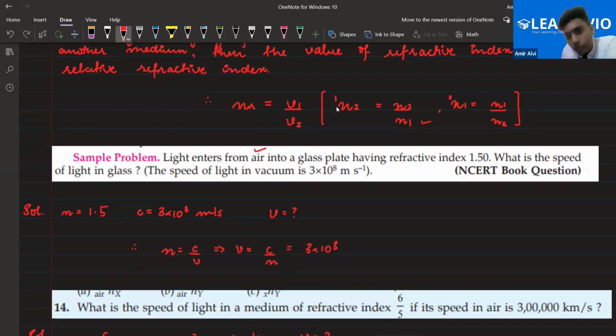3 into 10 to the power 8 divided by 1.5 meter per second, because speed is in meter per second given. So it would be the 1.5 and 3. It will cancel twice a time. So the speed of light is 2 into 10 to the power 8 meter per second. So the speed of light has decreased in the glass. 3 into 10 to the power 8 said 2 into 10 to the power 8. Yes or no?